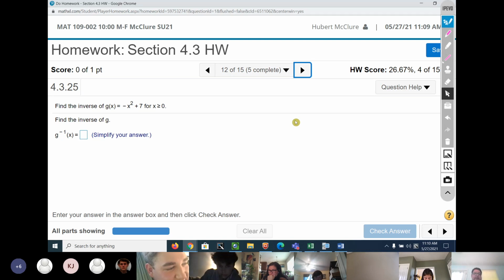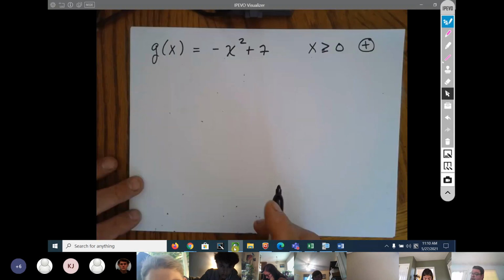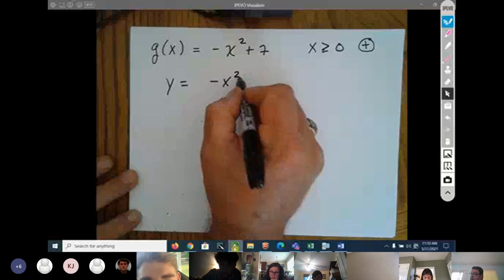G of x is equal to negative x squared plus 7, and x is greater than or equal to 0, so that means all positive numbers. So let's go with y is equal to negative x squared plus 7.